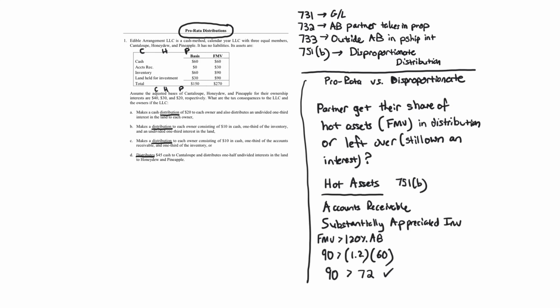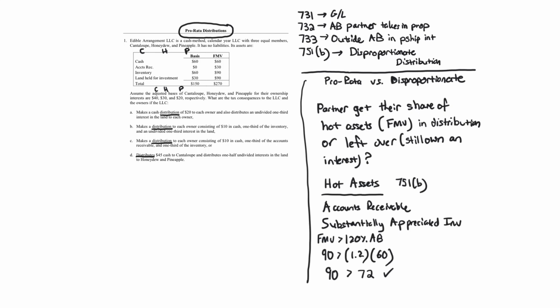So before, they all own 1/3 of each of the assets. After, they're each receiving cash. Is cash a hot asset? No. Is the land a hot asset, which is held for investment? No, it's a capital asset to the partnership. So afterwards, do they still have the same ownership in the hot assets, the accounts receivable and inventory? Yes, they do. So that means that it's not a disproportionate, it's a pro rata distribution. That's what you're asking. Okay?